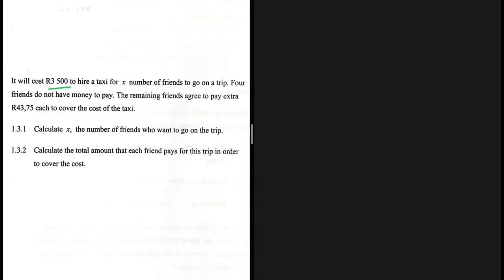It will cost 3,500 for x number of friends to go on a trip. 4 friends do not have money to pay. The remaining friends have to pay an extra 43 rand 75 cents each to cover the cost of the taxi. And 1.3.1, let's calculate x, the number of friends who want to go on the trip. Let's make sense of our situation. When we have x number of friends, they pay 3,500.